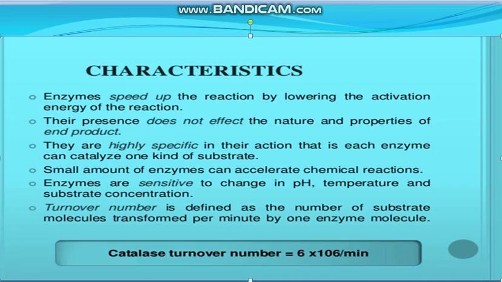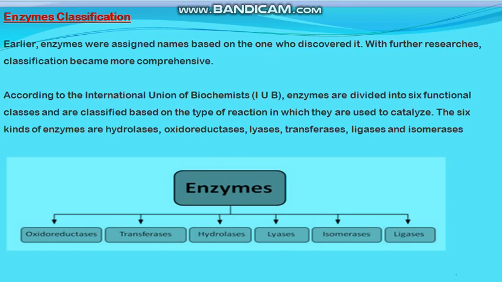An example is catalase turnover number. What is the turnover number of catalase? It is 6 multiplied by 10^6 per minute. It means turnover number is the number of substrate molecules which are transformed per minute by one enzyme molecule. So these are the characteristics of enzymes. So now you know the characteristics of the enzymes. Next comes the classification of the enzymes.